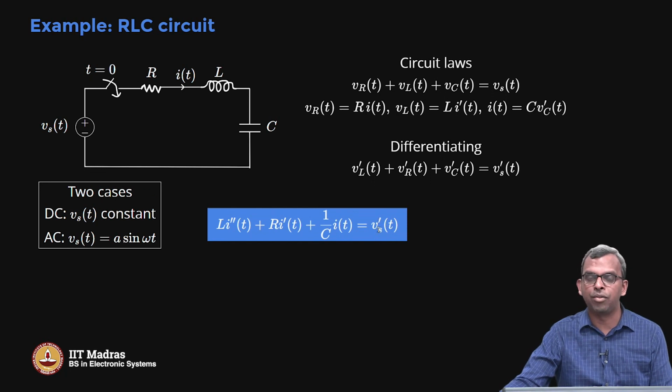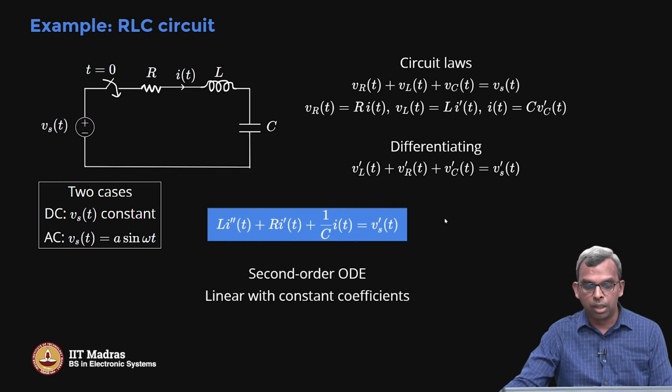Depends. In the AC case it varies. In the DC case it just simply becomes 0. Okay. So this is the equation that governs the current that goes through the RLC circuit. Now there will be some initial conditions. I'll comment on that later.